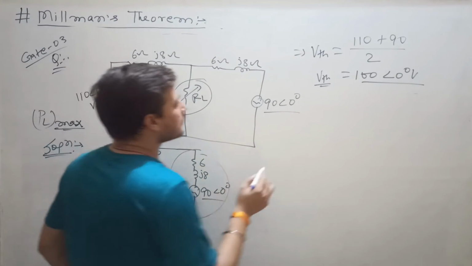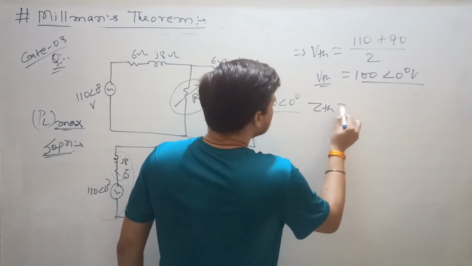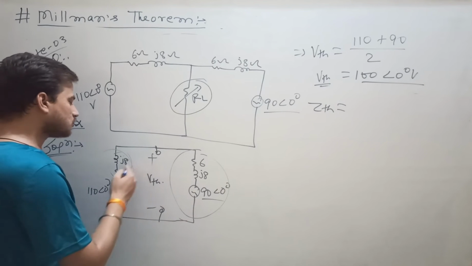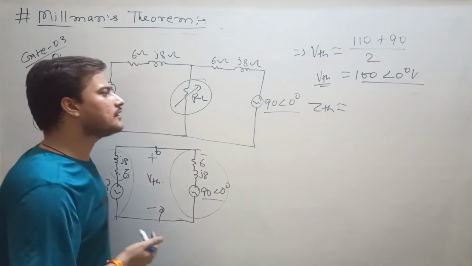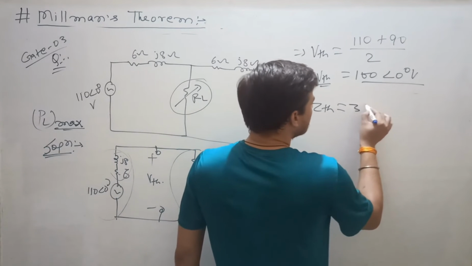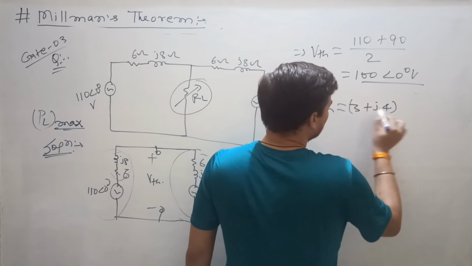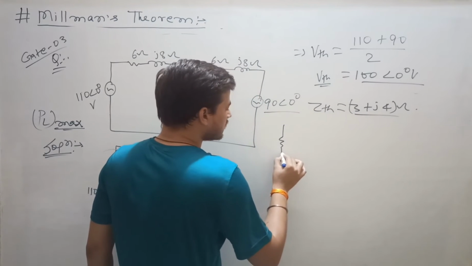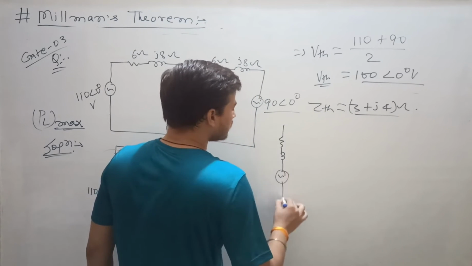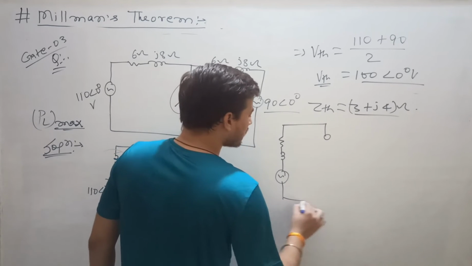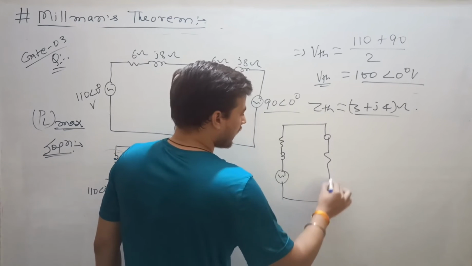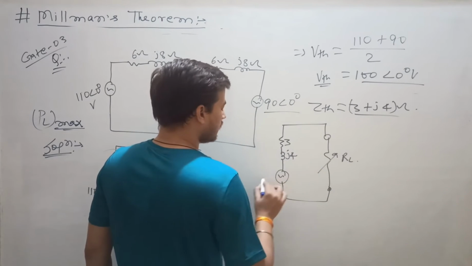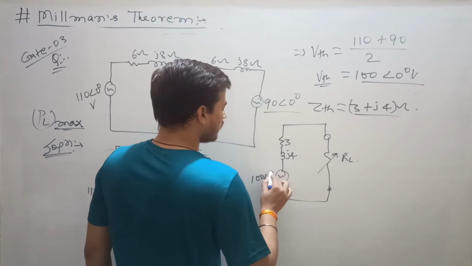Next we have to find ZTH. So ZTH will be how much? Here we will short these two sources. So two impedances are connected in parallel, so it will be equal to 3 plus J4 ohm. Now I am redrawing the Thevenin circuit, and I have to connect a load resistance RL. Here it is 3 plus J4, here it is 100 at the angle 0 degree volt.